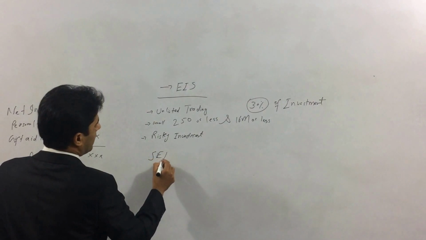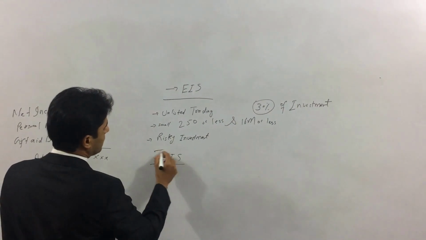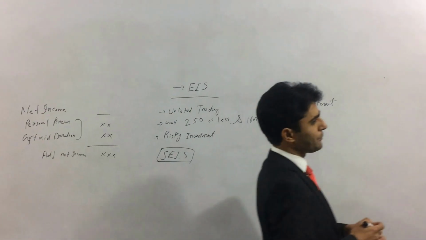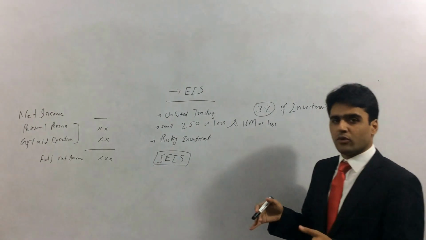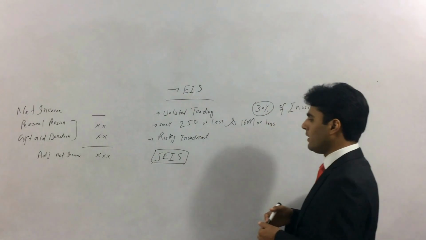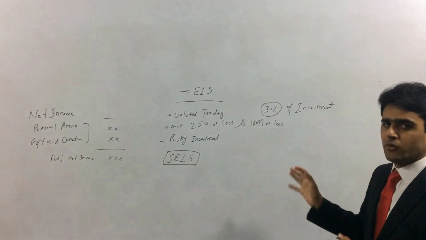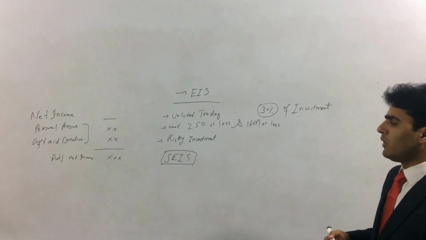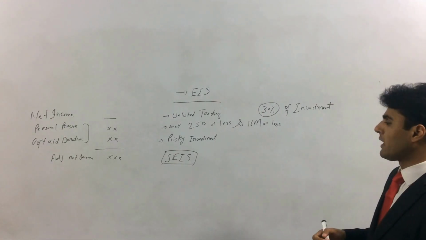What is the other scheme? Another one is called SEIS, or Seed Enterprise Investment Scheme. If you check your notes, Seed Enterprise Investment Scheme. If you can't find it in your notes, I will tell you where they are. But just keep your concentration on the board for a minute. The second scheme is called Seed Enterprise Investment Scheme.